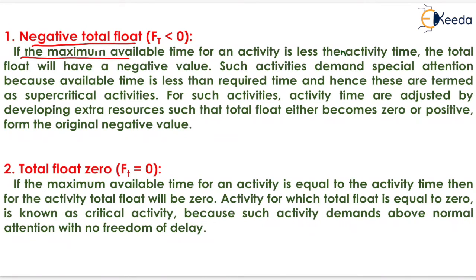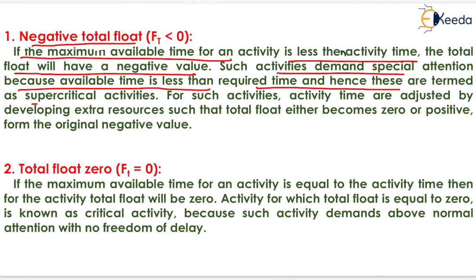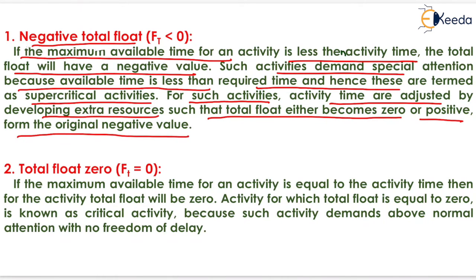If the maximum available time for an activity is less than activity time, the total float will have a negative value. Such activity demands special attention because available time is less than required time, and hence these are termed as supercritical activities. It means that these activities are behind their scheduled completion time. For such activities, activity time is adjusted by developing extra resources such that total float either becomes 0 or positive from the original negative value.